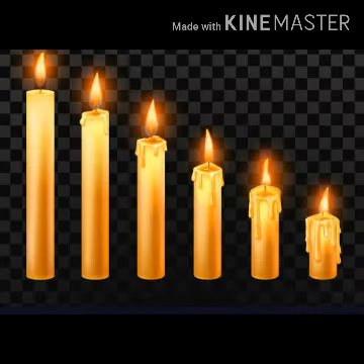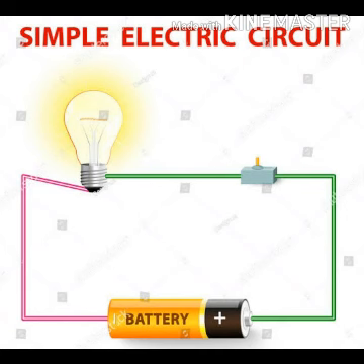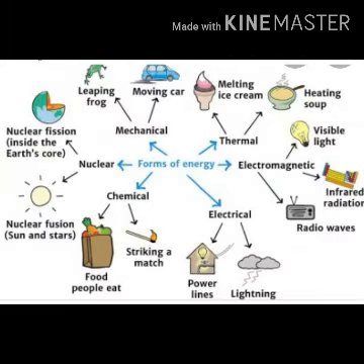For example, when a candle is burned, wax is chemical energy which is converted into heat and light energy. Second, when a bulb is connected to the battery, the chemical energy of the battery is converted into light energy. Energy can be converted from one form to another by transformation. This fact is used by man to satisfy his needs.